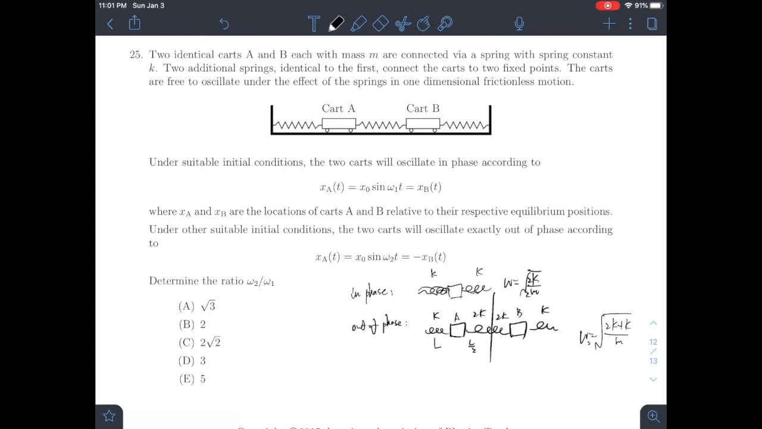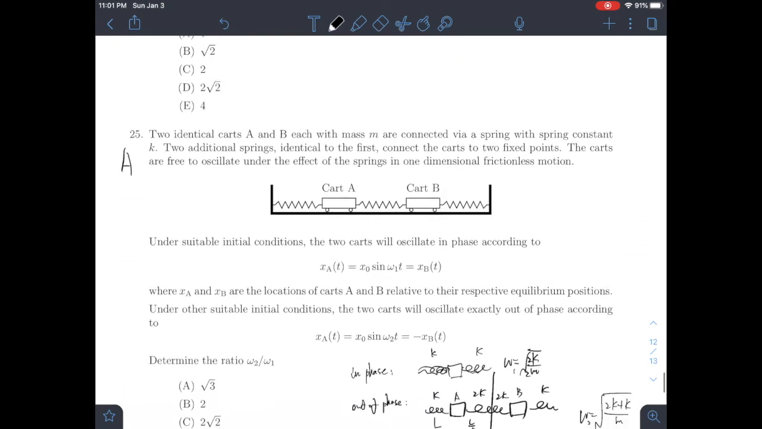So we can calculate 2k plus k divided by m, which gives the second frequency. And for the first one, we need to double the k and double the m, because we consider the two carts as one object and we consider two springs. Now we can calculate the ratio. In this expression, the k and m cancel out, and we have the square root of 3. So the answer is B.